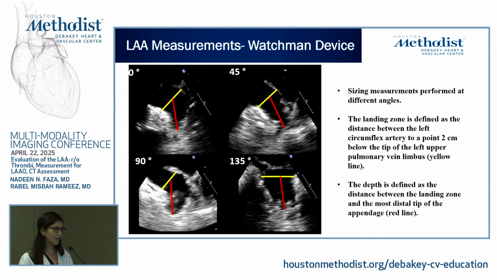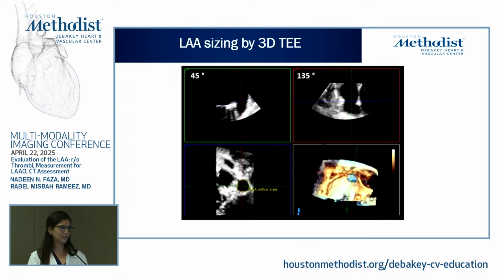For the Watchman device, you again want to perform these measurements at those different angles, and your landing zone is defined as the distance between the left circumflex to a point 2 centimeters below the tip of the left upper pulmonary vein limbus, or the coumadin ridge. And the depth is defined as the distance between the landing zone, which is that yellow line, to the most distal tip of the appendage. So those are the two measurements that you would need for the Watchman device at each different angle.